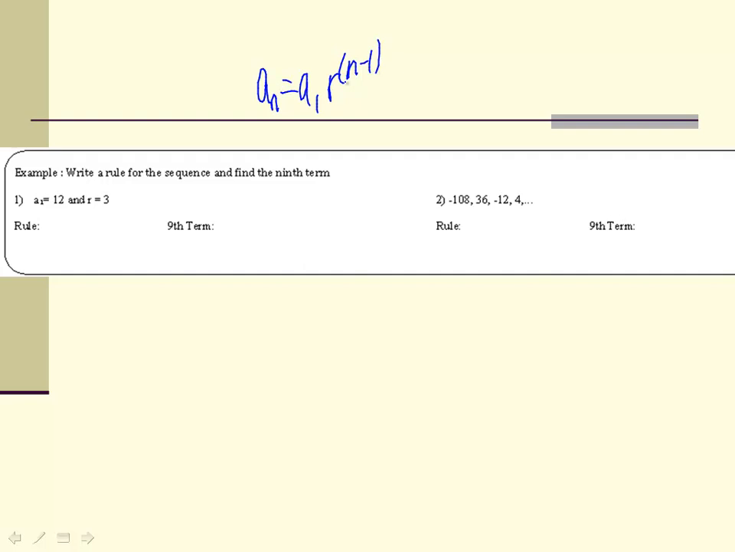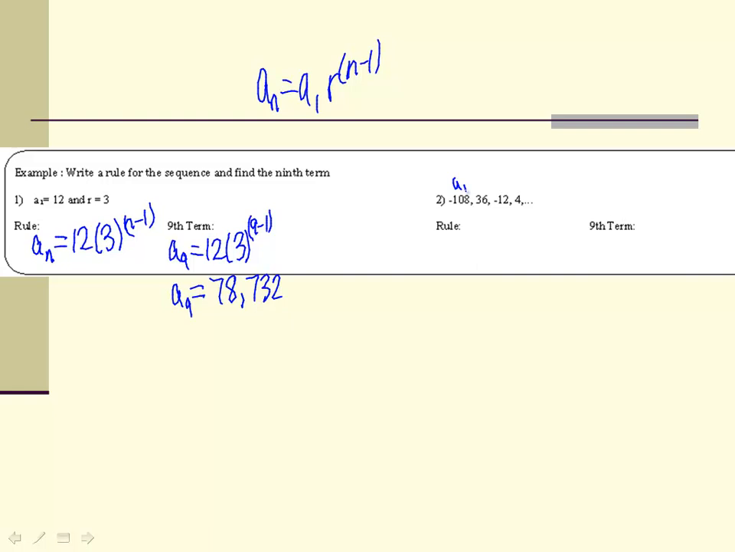Our rule for number 1 here, a sub 1 is 12, r is 3, so we can just plug them in. A sub n equals 12 times 3 to the n minus 1 power. Now if we want to find the 9th term, that's a sub 9 equals 12 times 3 to the 9 minus 1 power. You should pause the video and put this into your calculator. Make sure you can get the right answer. If you put that into your calculator, you should get 78,732.